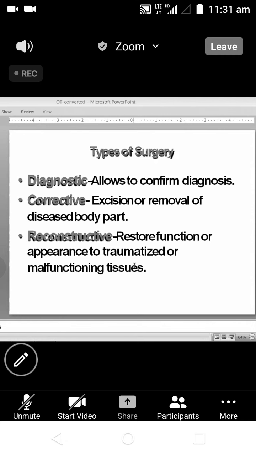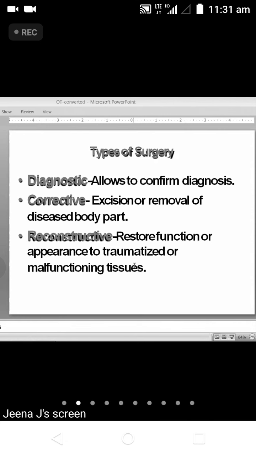The best example is congenital defects. If the child has a congenital defect, mostly this reconstructive surgery is done for children, pediatric cases. If the child has a cleft palate, do you know what a cleft palate is? Yes, ma'am, a congenital defect. For that they can go for reconstructive surgery. They are rectifying or correcting a particular body part, mainly to restore its function. So, clear with what is diagnostic, corrective and reconstructive, right?